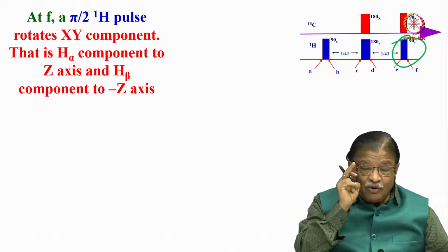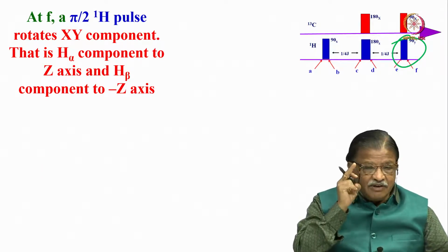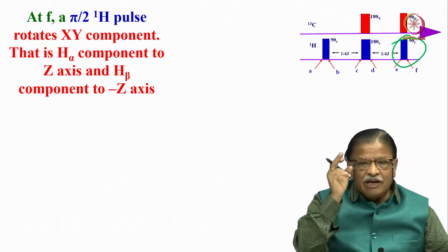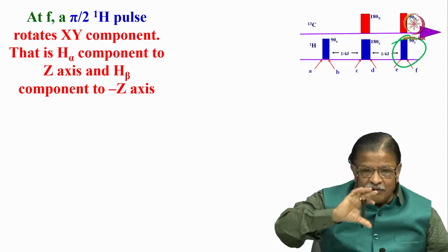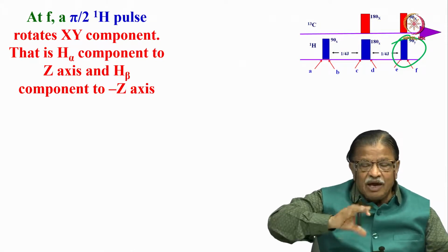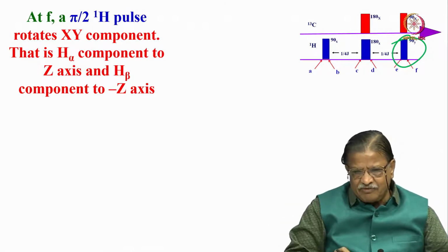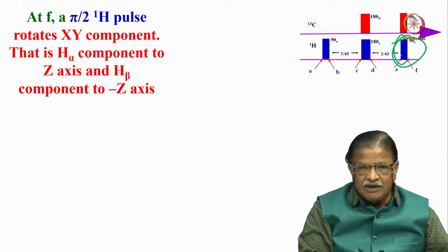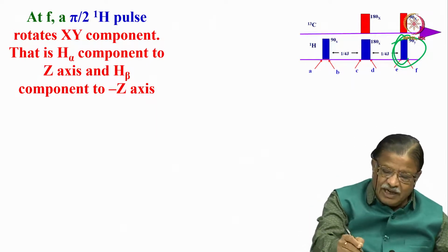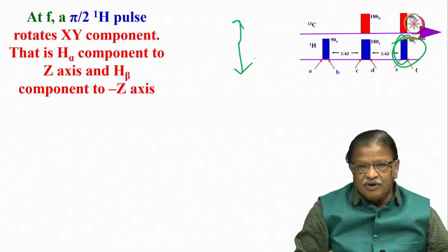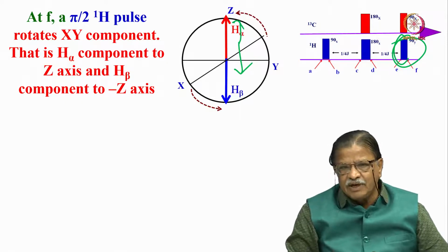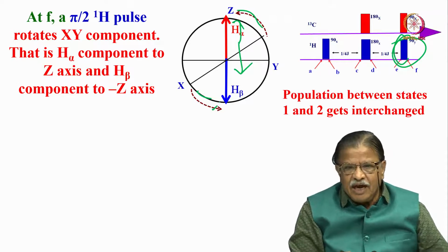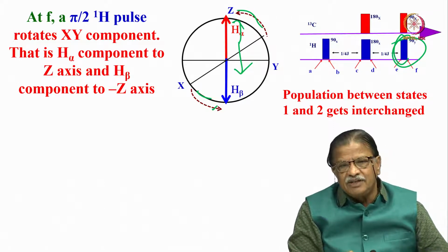Remember, I told you about the pulse phase and the receiver phase. When I was talking about the pulse phase, I showed you what happens if I apply a pulse along plus x, what happens if I apply a pulse along minus x, and how the magnetization can be made to tune according to the phase of the pulses we apply. So now exactly what we are trying to do by applying a proton 90-degree pulse. Now the H alpha component is taken to the plus z axis here and the H beta component is taken to the minus z axis. That is what happens. So they moved backwards like this in the opposite direction, and the population between states 1 and 2 gets interchanged.